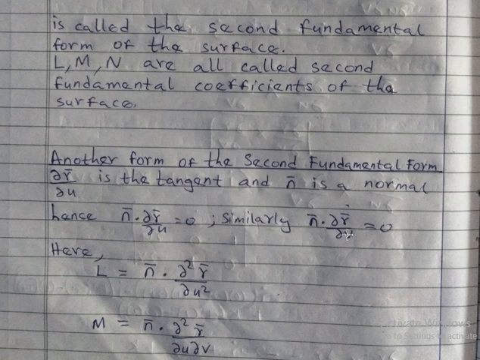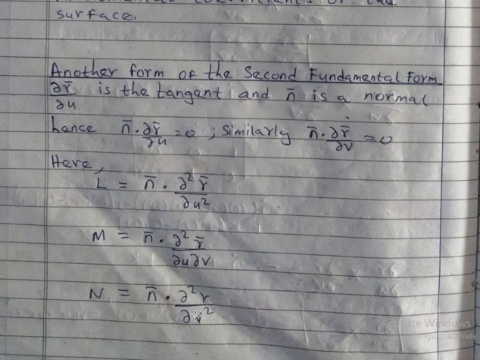Here, L will now be the same as n dot the second partial derivative of r with respect to u. M will be the same as n dot the second partial derivative of r with respect to both u and v, and n will be the same as n dot the second partial derivative of r with respect to v. We'll now consider a numerical example.